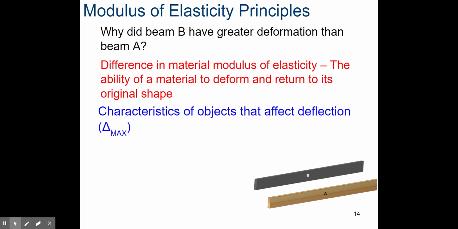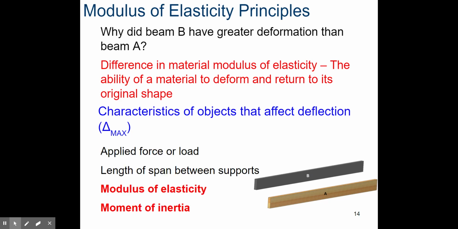The characteristics of objects that affect its deflection, or bending, represent a couple different things. The term deflection is measured as delta max. The triangle symbol you see right there is a delta, which is change. Basically that's the max deflection, or the maximum bending you get. The maximum bending is always going to be in the middle and not at the end. So that's where you're going to measure maximum deflection.